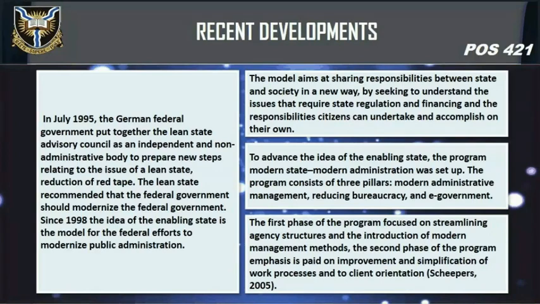Recent development. In July 1995, the German federal government put together the Lean State Advisory Council as an independent and non-administrative body to prepare new steps related to the issue of a lean state, reduction of red tape. The council recommended that the federal government should modernize. Since 1998, the idea of the enabling state is the model for the federal effort to modernize public administration.